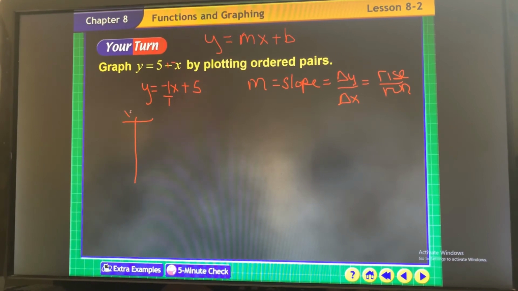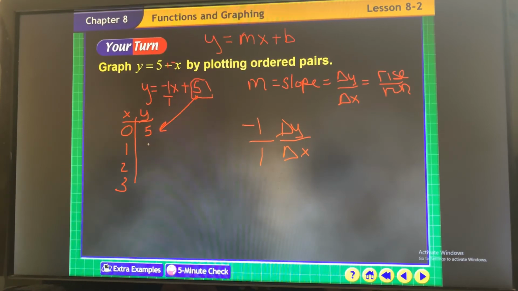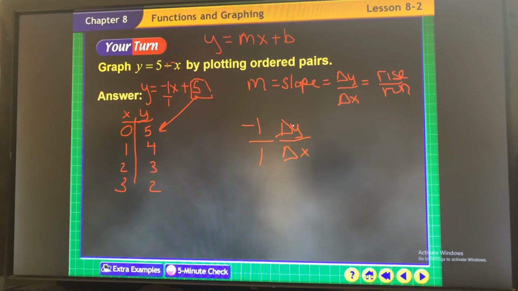So here's my x, here's my y. Start at 0. Who starts with 0? 5. That's your beginning. That's your y-intercept. Then if you go right here, it tells you to change your x values by 1. And this tells you to go down 1. Okay, so remember, -1 over 1. Change y over change x. Don't forget. So go down 1, down 1, down 1. Isn't that easy? The hardest part is to remember that the y goes over the x.